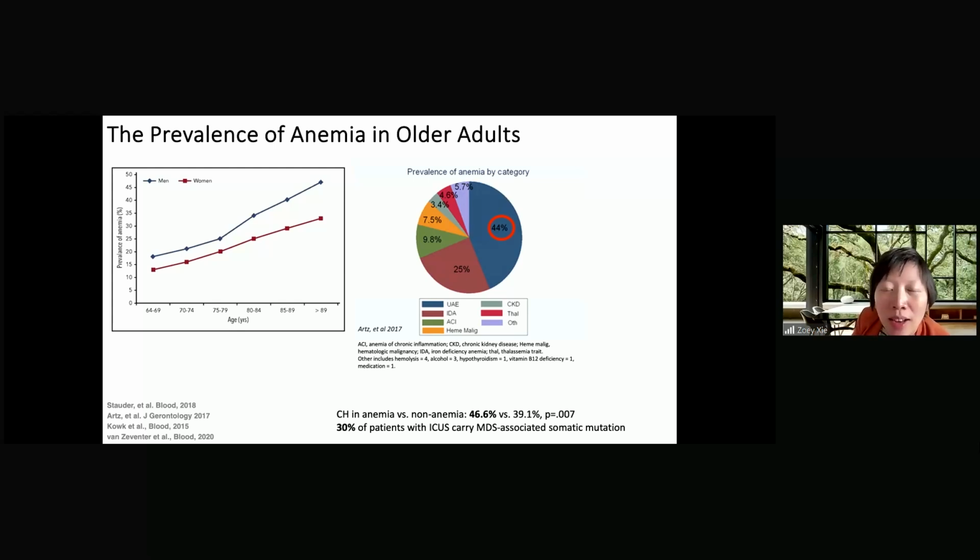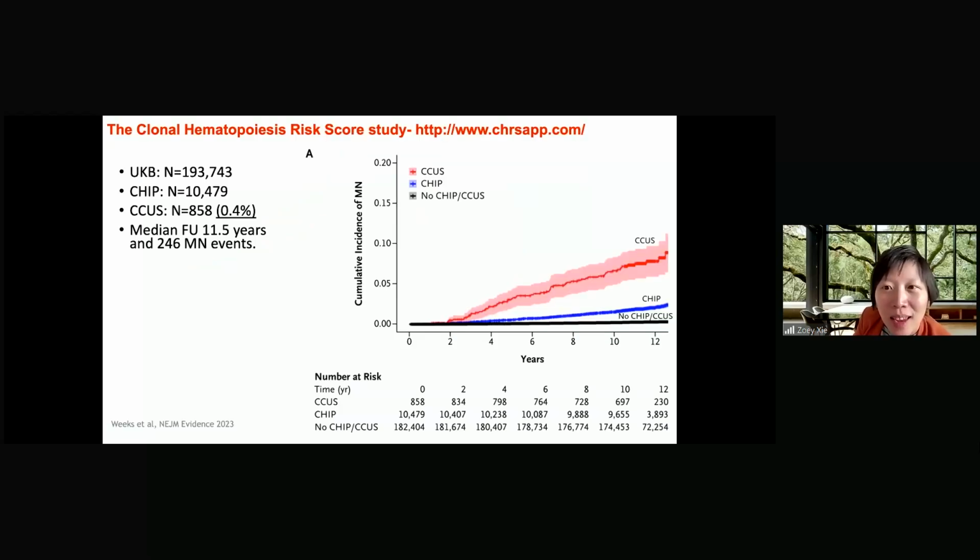So definitely, if we ask, can we do something for patients with clonal hematopoiesis and also with anemia, why not, to help their symptoms? And the next question is, what is the risk for the clonal hematopoiesis or clonal cytopenia to progress to myeloid malignancy? So currently we have 2 risk stratification models for clonal hematopoiesis. One is called CHRS, the other one is called MN-Predict.